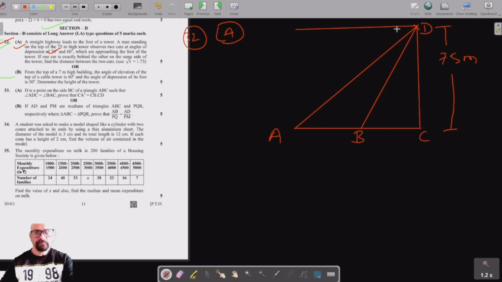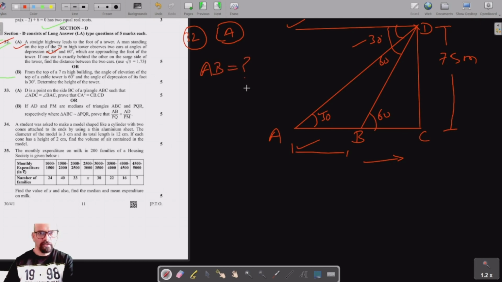Let's say it's car A and car B on the highway. So it makes an angle of depression of 30 degree with the first car and angle of depression of 60 degree with the second car. So this horizontal is parallel to the ground, so the alternate angles are equal, 30 and 30, and 60 and 60. So this is the rough sketch. And now one car is exactly behind the other as they are approaching the foot of the tower. You have to find the distance between the two cars. So the distance between the two cars is AB, so we have to find AB.